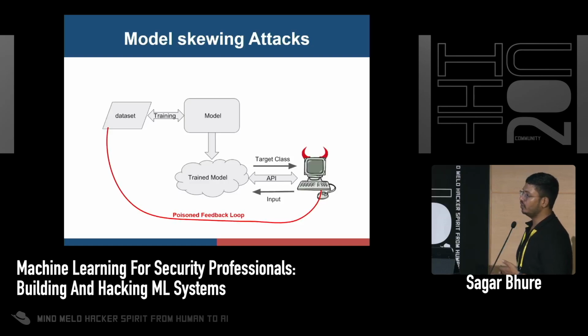Model skewing attack, we already talked about it a couple of times. This is a slide from the poisoned feedback loop, where an attacker can skew the model by providing incorrect feedback, so that his feedback is completely biased towards steering the model in a particular direction. Whatever the user wants, the model is skewed towards it.